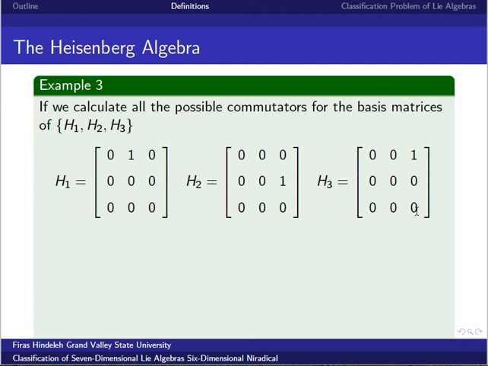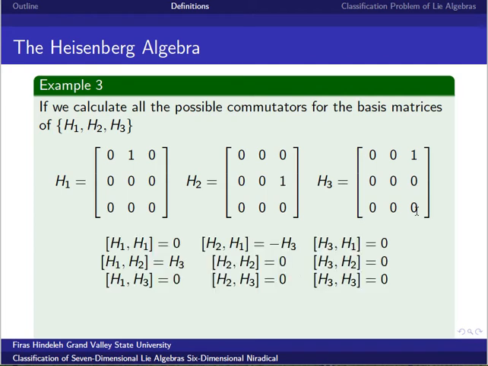Since these are n by n matrices, and we define the matrix commutator, we know that they define a Lie algebra. So now let's look at the Lie bracket on all possible pairs. If we calculate the Lie bracket on all possible pairs, this is what we basically get. We get everything 0, except when we bracket H1 with H2, we get H3. And obviously, because it's skew symmetric, we also get negative H3.